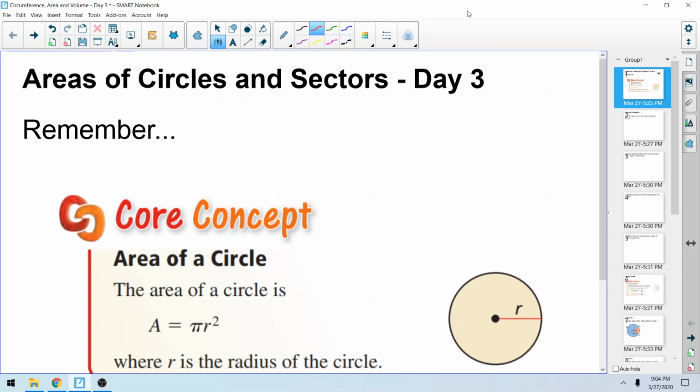Okay guys, welcome to day 3 of circumference, area, and volume. Today we're going to focus on areas of circles and sectors.